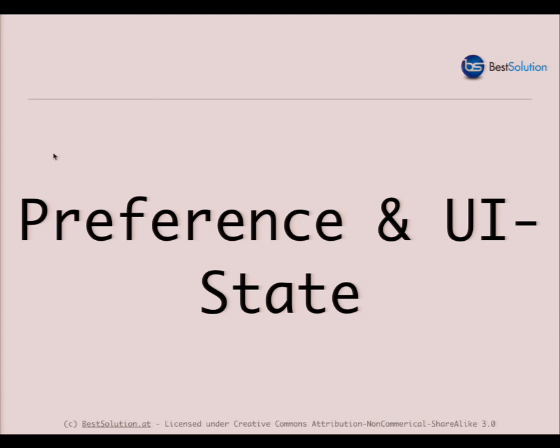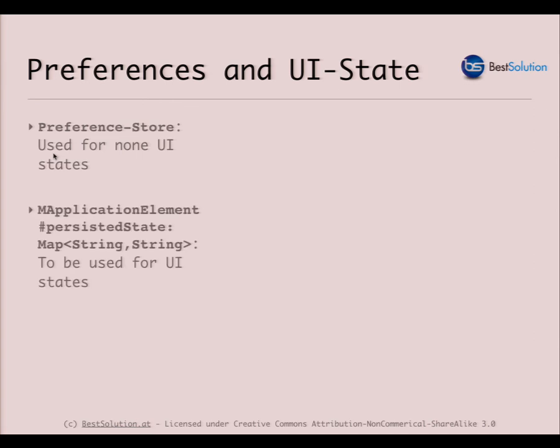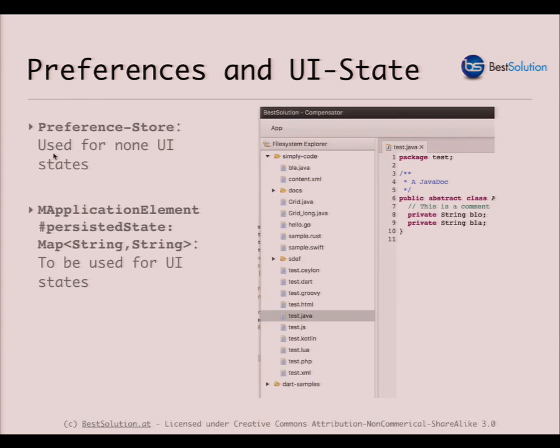Next problem, preferences and UI state. When we look at preferences, there are two types of preferences: preferences that capture non-UI state, for example, my compiler setting, and UI state, for example, the currently selected element in a tree. So looking at a UI like this, the preference store deals with the directories that I have added to this tree, and the UI state is stored in the selection in the MApplication element.